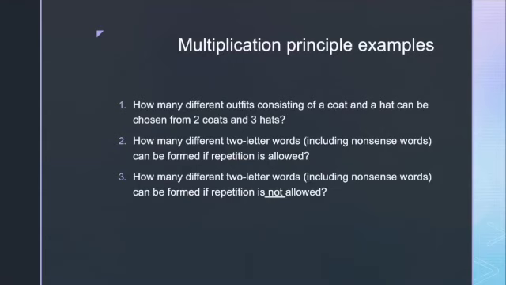How many different outfits consisting of a coat and a hat can be chosen from 2 coats and 3 hats? So I have 2 times 3, which is 6. That's how I could arrange 2 coats and 3 hats.